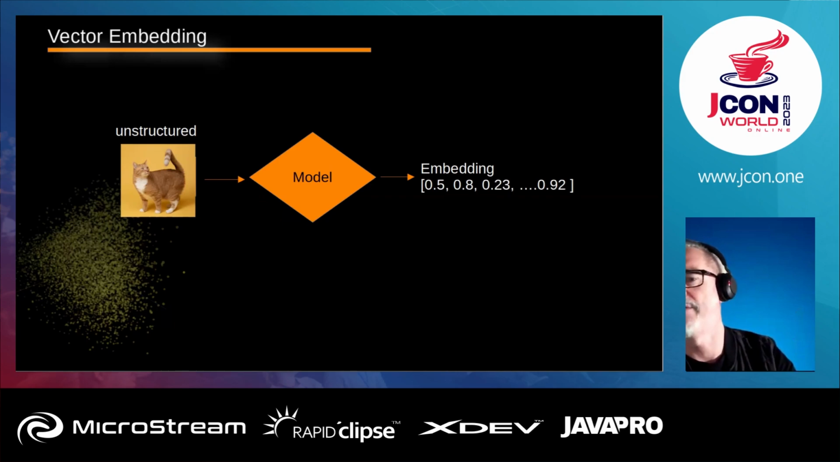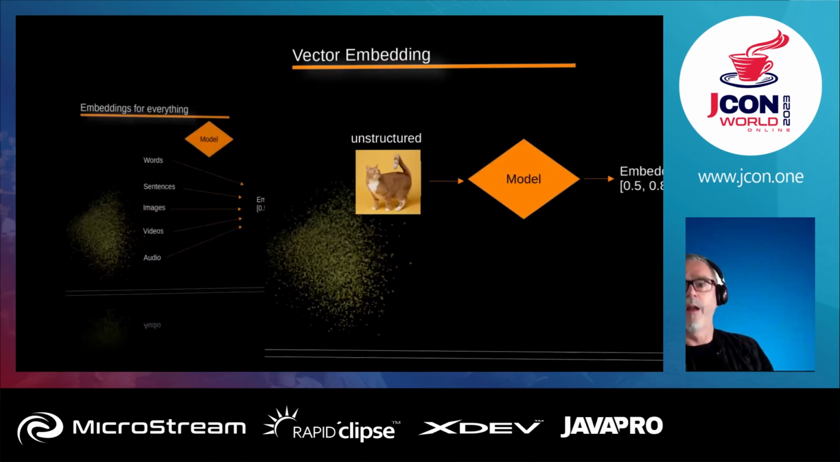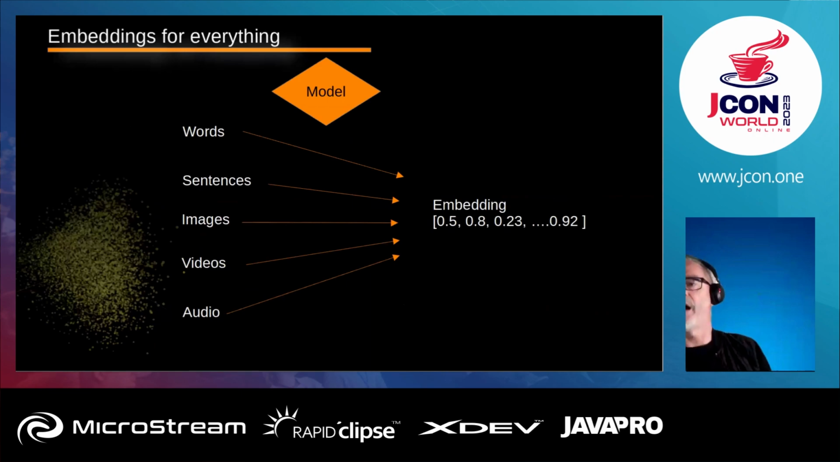So usually we will have an embedding of, let's say, 512 floating point numbers, maybe 768, maybe more, maybe less. But the point is we have unstructured data, we put it into a model, and what we get out of this is a vector embedding, which actually represents our object in this embedding space. And we can do this with everything that we have: with words, with sentences, with images, with videos, with audio.